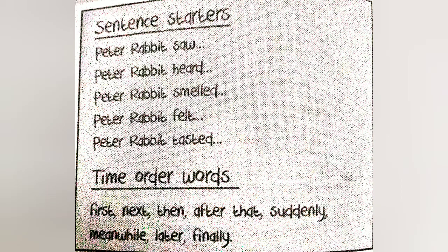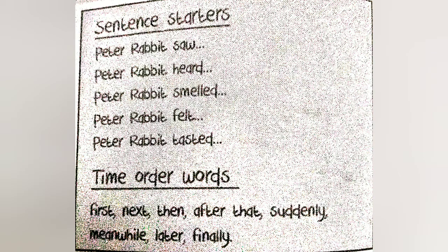Can you see certain sentences? The sentence must start with Peter Rabbit saw, Peter Rabbit heard, Peter Rabbit smelled, Peter Rabbit felt, Peter Rabbit tasted. Who are the family of Peter Rabbit?